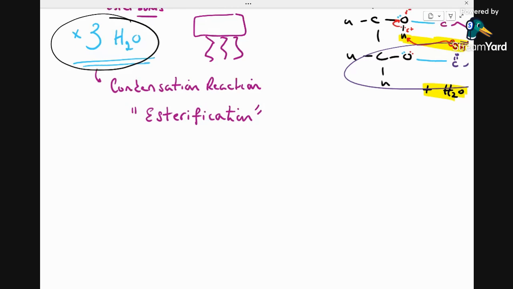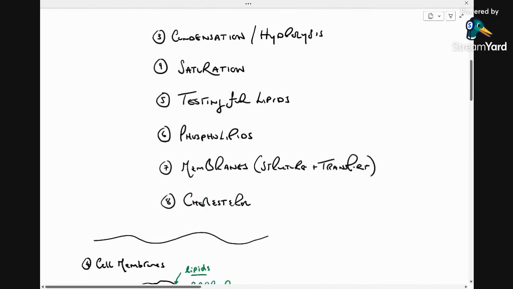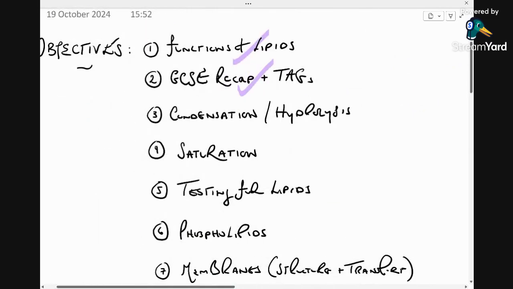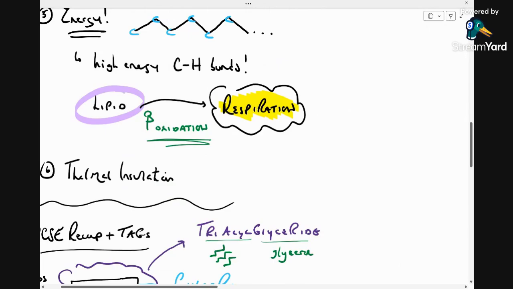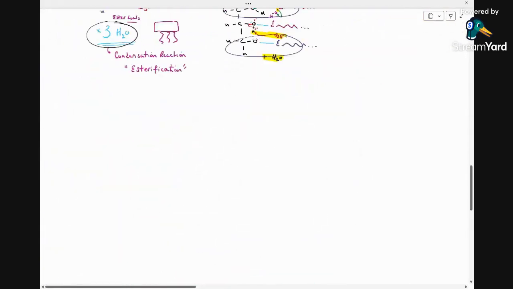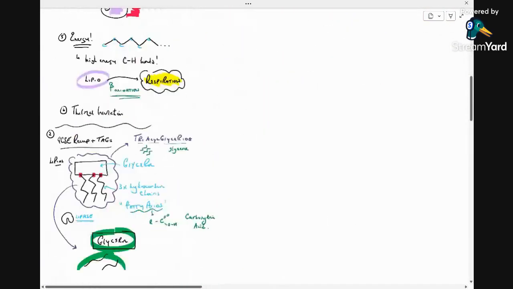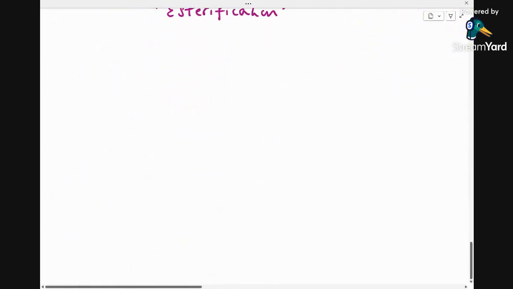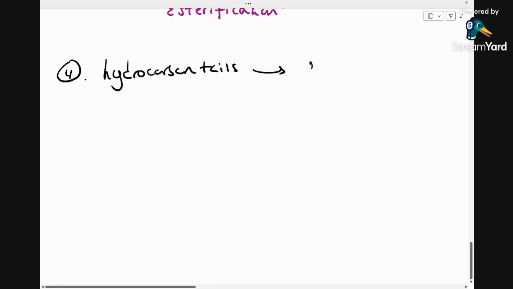Okay, the next thing we wanted to talk about, so let's just tick that off our list. So we've done GCSE recap and tags. We've covered condensation and hydrolysis, specifically esterification. So now I want to talk about saturation, which is point number 4. And the only thing to say here is that the hydrocarbon tails of your fatty acids can be either saturated or they can be unsaturated.